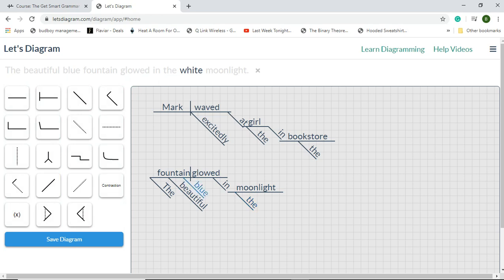Okay? And white. White is an adjective modifying moonlight. This is a big one, you guys, so I hope you got it right. If you didn't, make the proper corrections, okay?